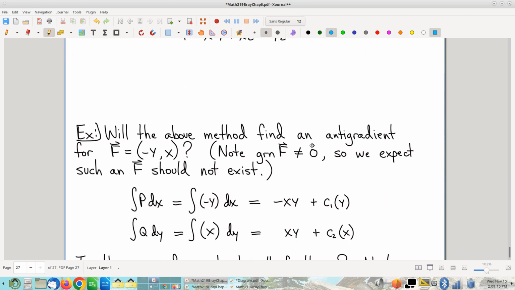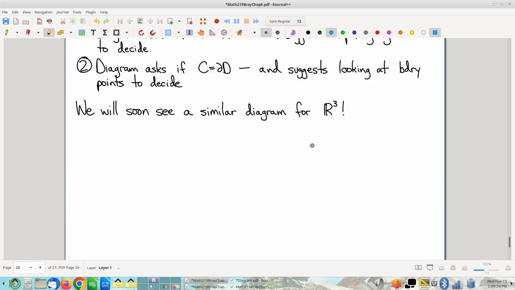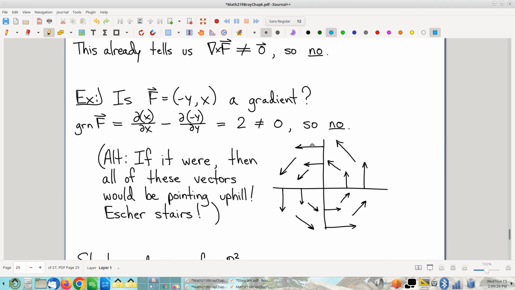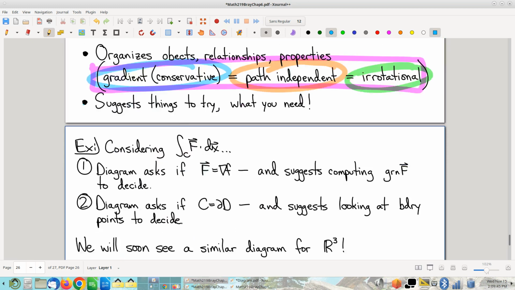Now, it doesn't always work. After all, it can't work if there is no antigradient. And let me remind you, we've already confirmed, back here, that there is no antigradient for this vector field. That much we know. If I were to try to find an antigradient for this vector field, it's not possible for me to win that game. So let's play and see how we lose.